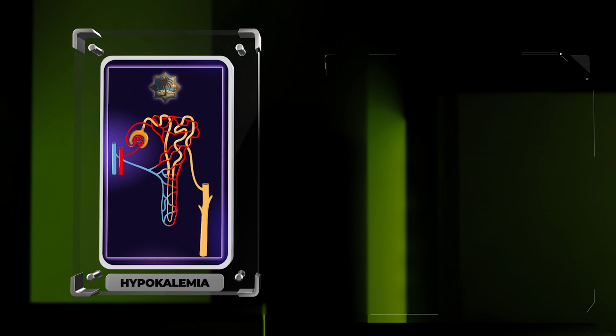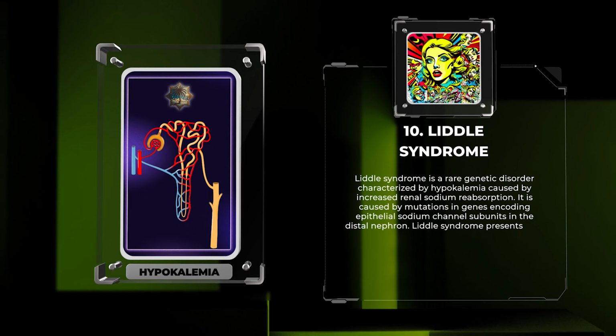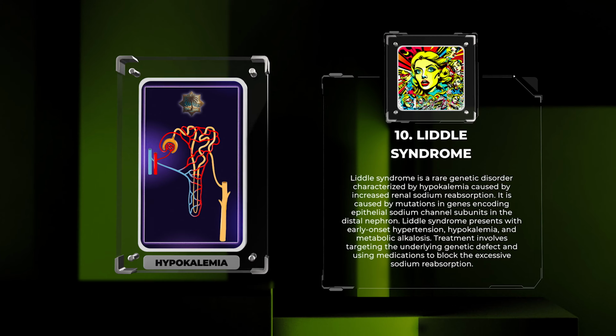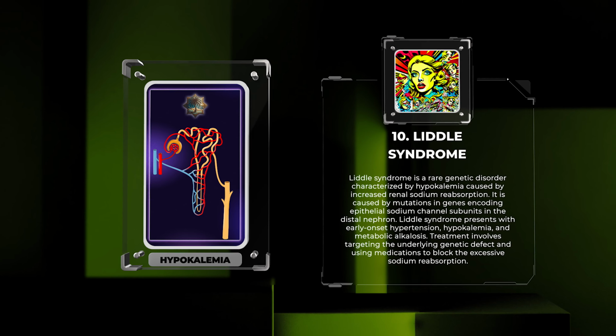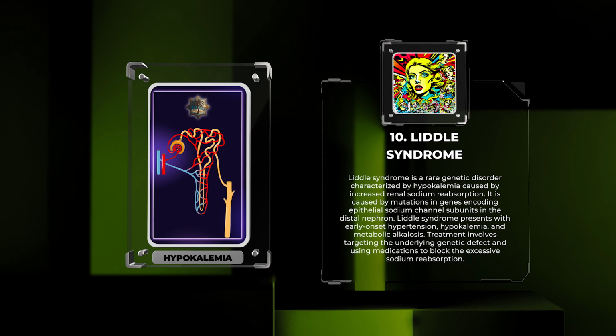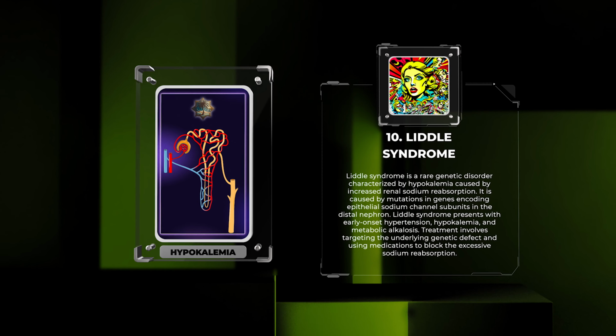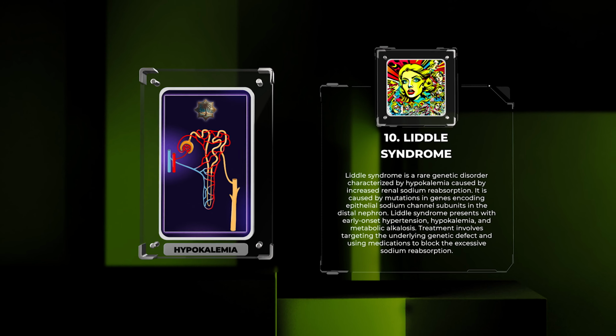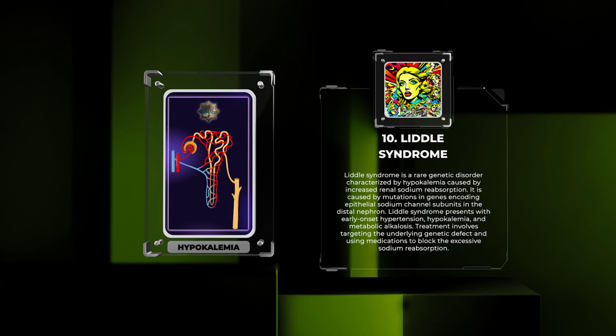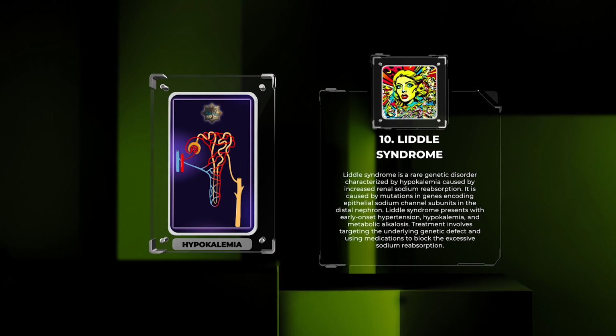Little syndrome is a rare genetic disorder characterized by hypokalemia caused by increased renal sodium reabsorption. It is caused by mutations in genes encoding epithelial sodium channel subunits in the distal nephron. Little syndrome presents with early onset hypertension, hypokalemia, and metabolic alkalosis. Treatment involves targeting the underlying genetic defect and using medications to block the excessive sodium reabsorption.